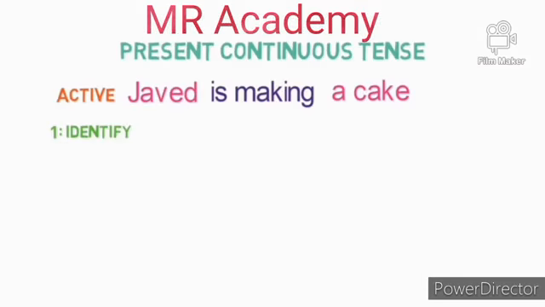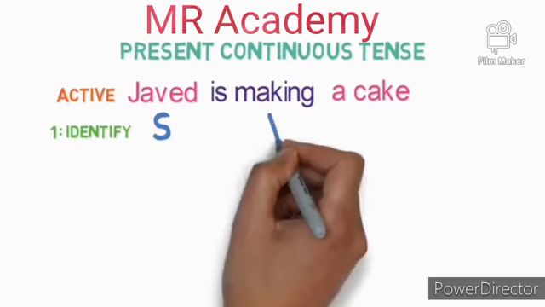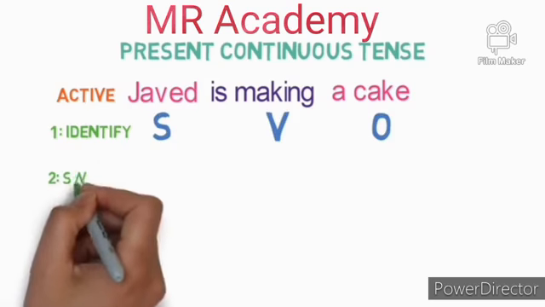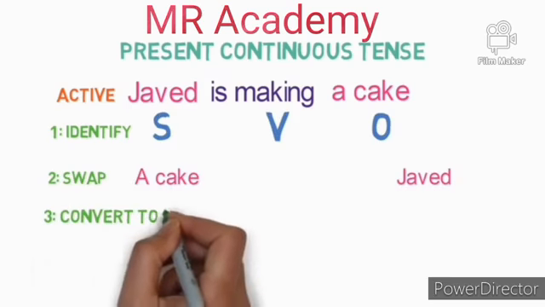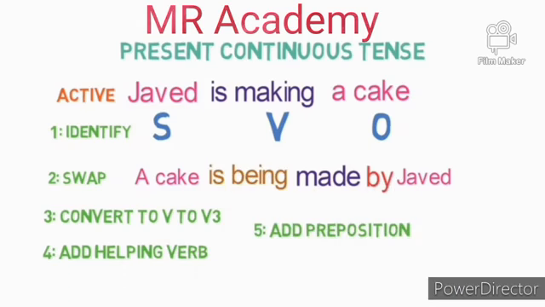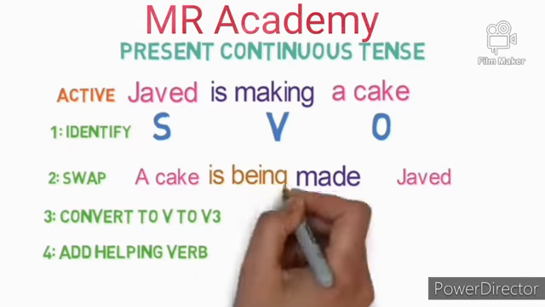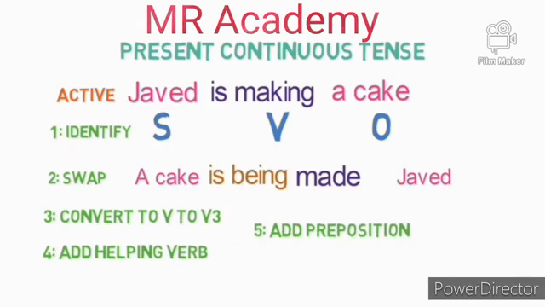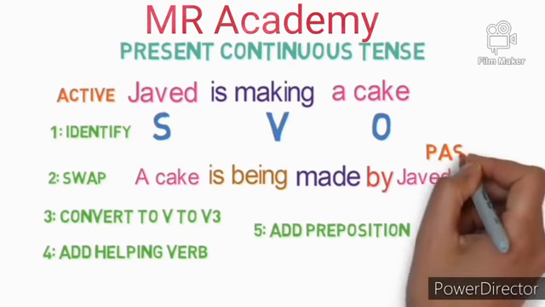Next example is in continuous form. Javed is making a cake. Follow the same steps. See the verb here, is making, ing, which comes under our third way. So you have to add being plus V3. Now the cake is being made by Javed, right?